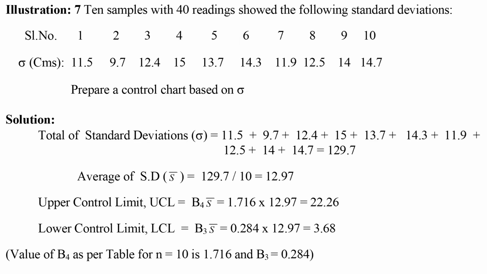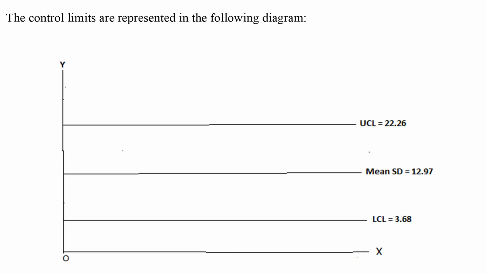Illustration 7. 10 samples with 40 readings showed the following standard deviations. Prepare a control chart based on small sigma. Solution. Total of standard deviations equals 129.7. Average of SD equals 129.7 by 10 equals 12.97. Upper control limit, UCL equals 1.716 by 12.97 equals 22.26. Lower control limit, LCL equals 0.284 by 12.97 equals 3.68. Value of B4 as per table for n equals 10 is 1.716 and B3 equals 0.284. The control limits are represented in the following diagram.